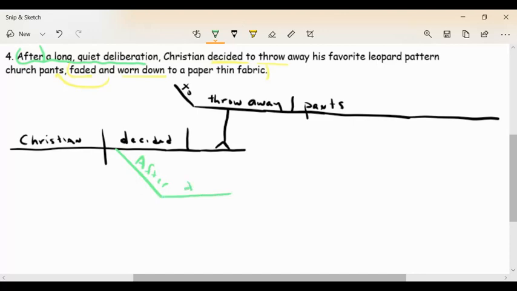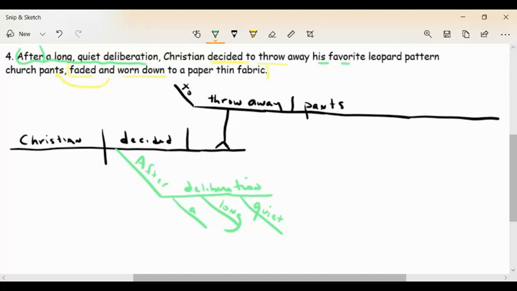After, I have no idea why I changed color here, but just run with it. So after deliberation, kind of blending cursive and printing. A deliberation, long deliberation, quiet deliberation. Okay. And now I have these other words. I have all these words describing pants.